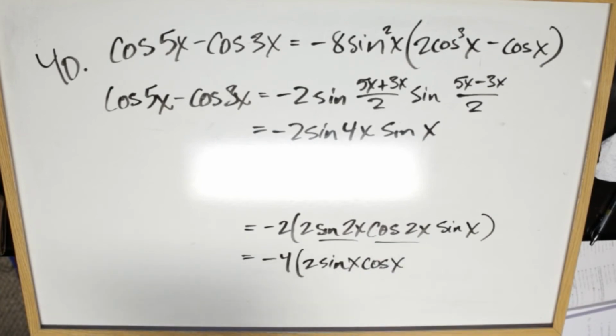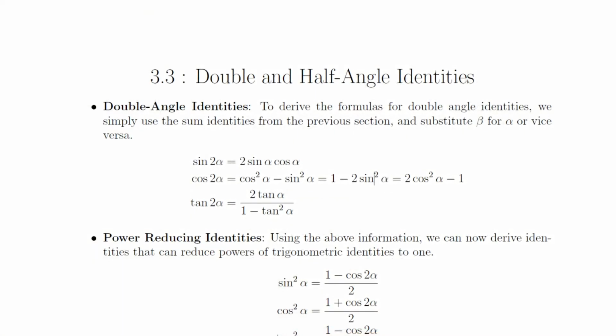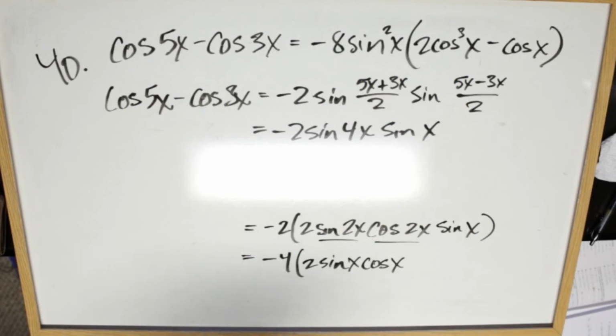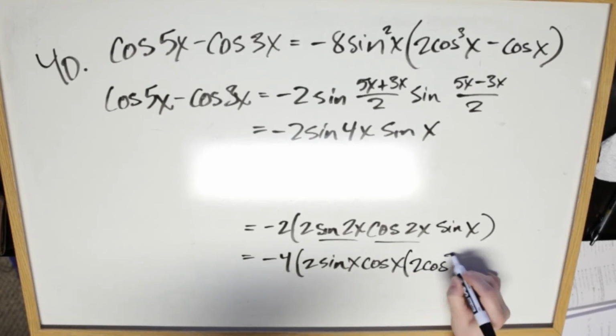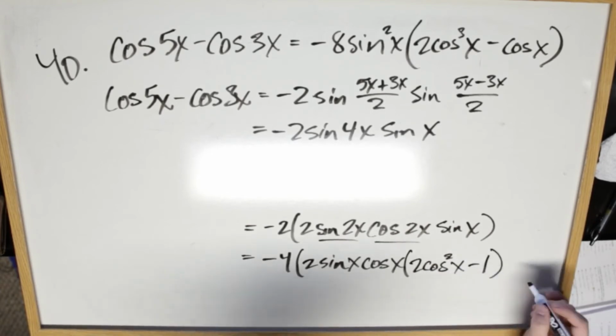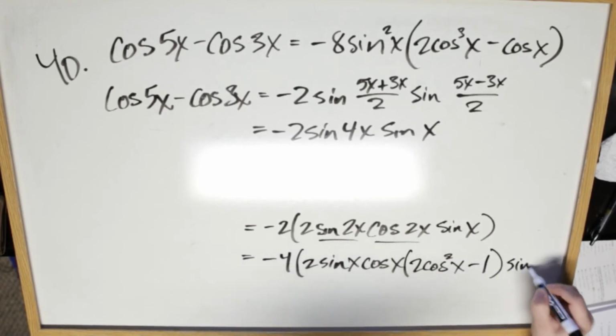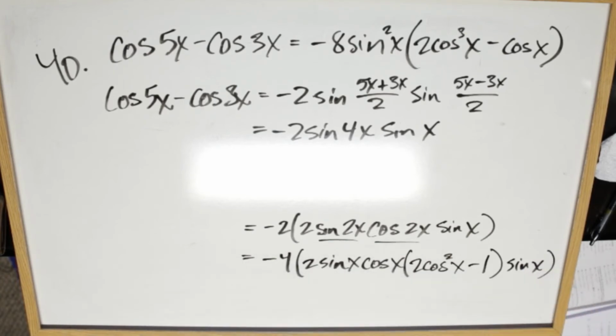Again, let me flip back to my PDF here. The cosine 2x means I'm going to need this one. Okay? So this kind of feels all over the place. We're doing multiple iterations of the double angle formula. So the 2 sine x cosine x, the cosine 2x, now that's the one that I'm doing, and this is going to be the same as 2 cosine squared x minus 1 times sine x. Okay. It's kind of insane.